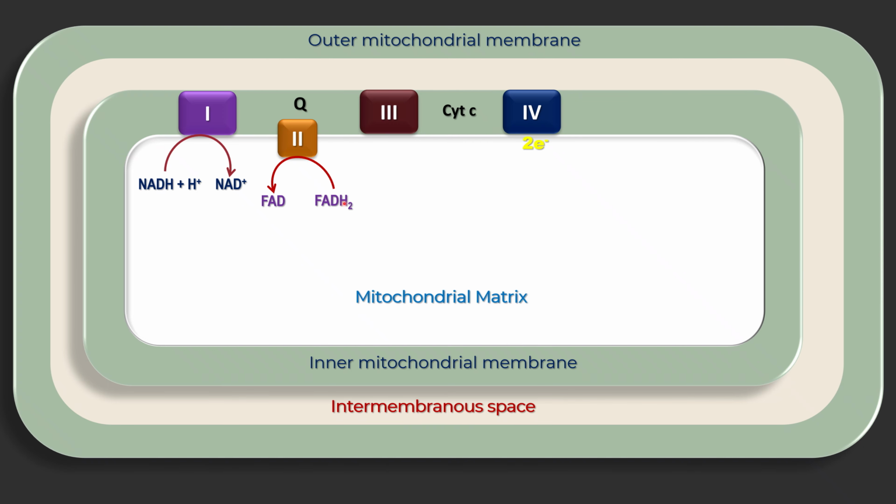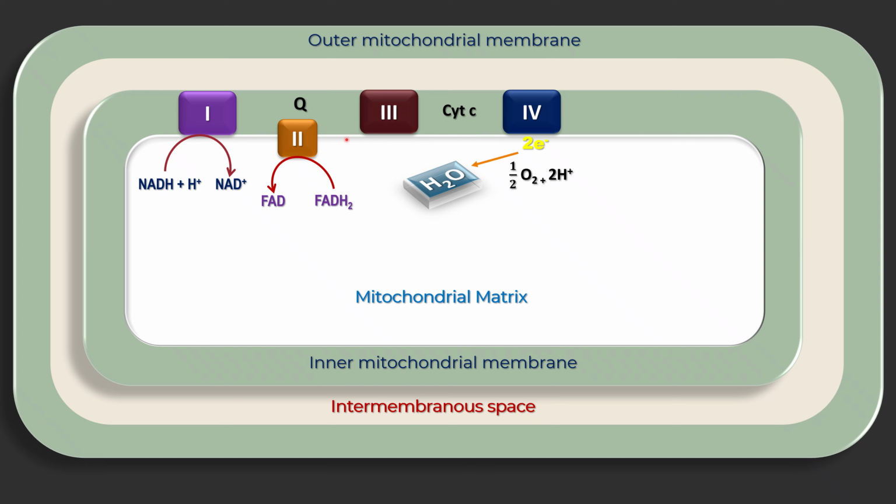Similarly, when FADH2 is converted to FAD, it will donate electrons to complex 2, not complex 1. This is the point to remember in order to understand energy yield or ATP yield. Whether through FADH2 or NADH plus H plus, we have electrons in complex 4, which eventually hand over to the oxygen atom along with two protons to produce one water molecule.